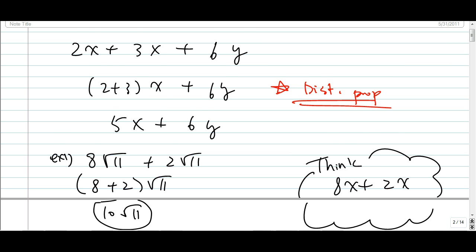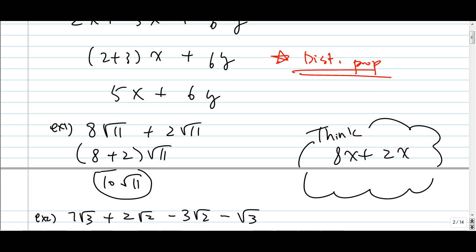Any question? Okay, so what about this one? 7 rad 3 plus 2 rad 2 minus 3 rad 2 minus rad 3. This is a little bit different because not all the radicals are the same, are they? So what should we do? Okay, I'll give you some more time. Chris, what should I do? Combine the like terms. Which ones should we combine? 7 rad 3, and subtract it with negative rad 3. And then the ones in the middle, 2 of them.